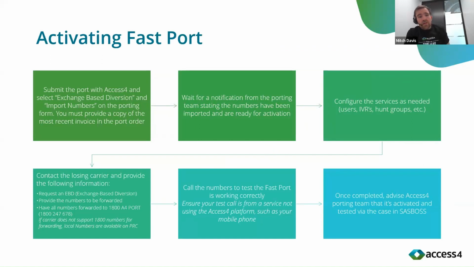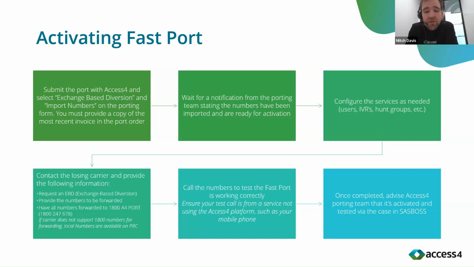So as I mentioned, around the process, when activating it, you submit the port like normal. So you put in the port with our system. You do need to make sure that you select the exchange space diversion and the import numbers options inside the porting process. That way our porting team know that you are putting in place that EBD, and we're adding the numbers into your inventory straight away as well. You will get a notification from us, usually same business day, could be the next business day, saying the numbers have been added. And then you're good to configure all the services.